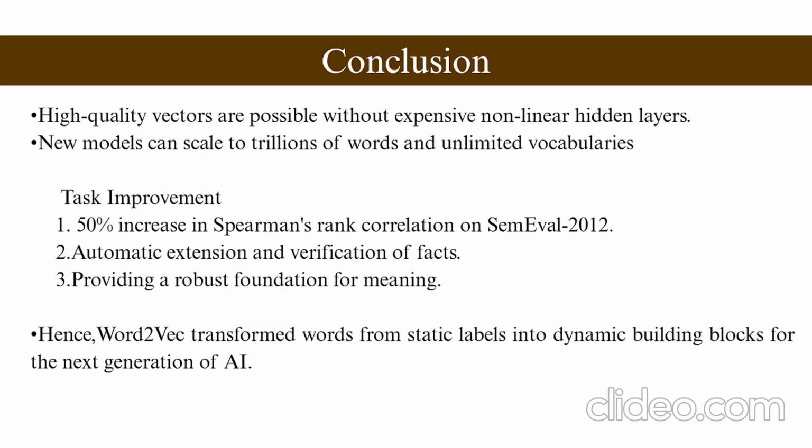In conclusion, the Word2Vec paper proved two revolutionary points. First, that high quality vectors are possible without expensive nonlinear hidden layers. Second, that these new architectures can scale to trillions of words and essentially unlimited vocabularies. Word2Vec successfully transformed words from static, isolated labels into dynamic building blocks for AI. It proved that meaning could be represented as location, setting the stage for the modern era of deep learning and massive transformer models we use today.